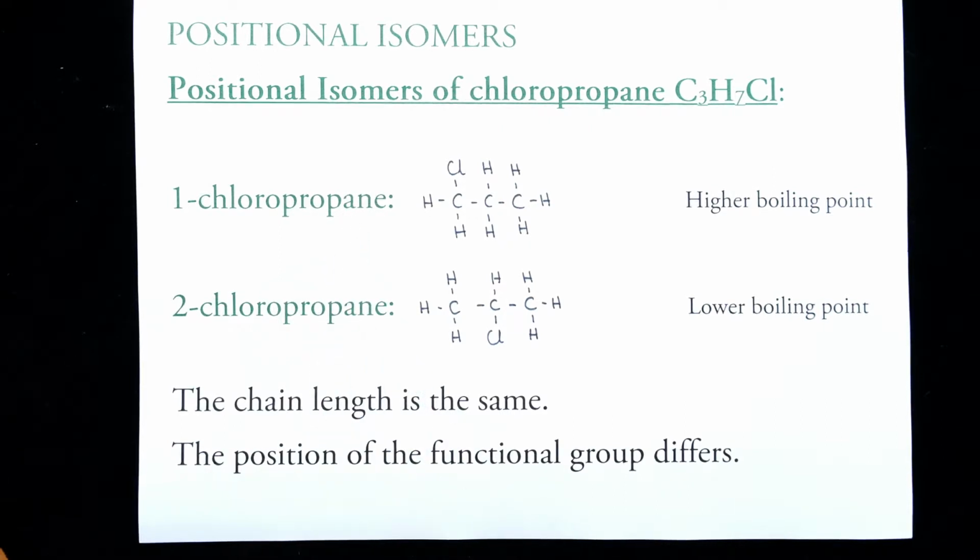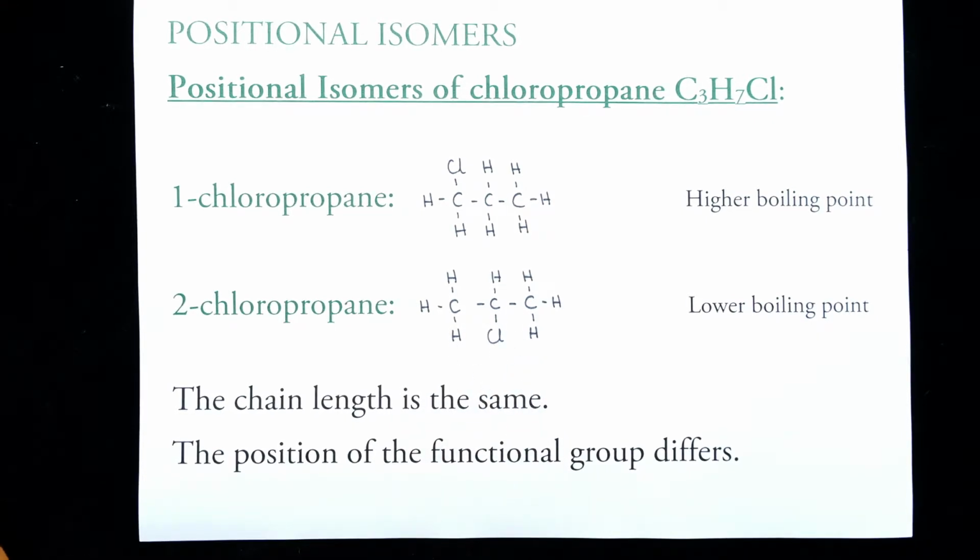In the second molecule, the chlorine is on the middle carbon. So in this one, it doesn't matter whether we number from the left or from the right, chlorine will be on carbon number 2. So the name is 2-chloropropane. I quickly want to mention the difference in boiling point in this example.